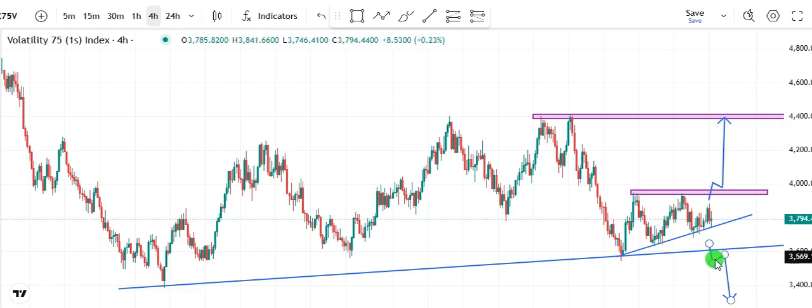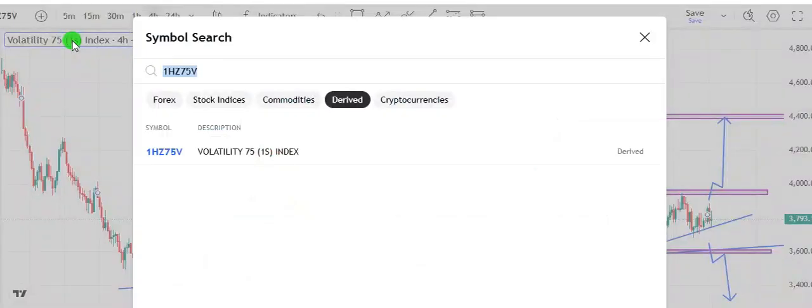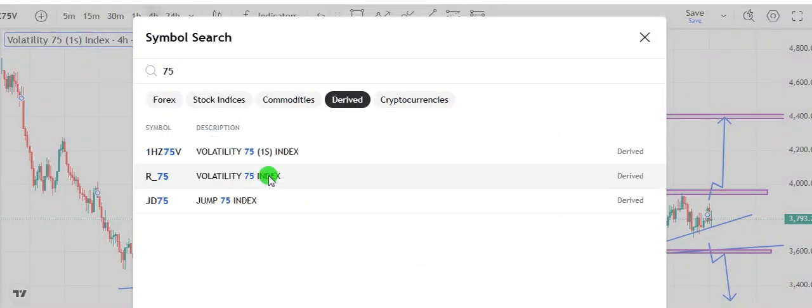Otherwise, I wait for it to break below it to tell me that this is a good time to go short. So this is what I'm looking at currently: breaking below this and testing it to go short on that. So that's for Volatility 75 1 second. So go to the volatility itself, which is 75.